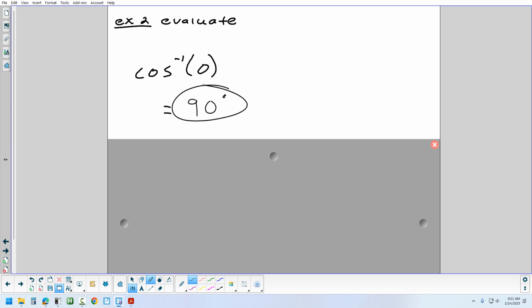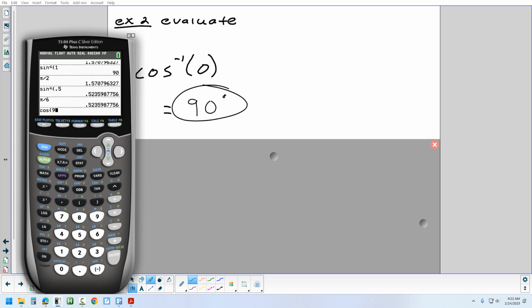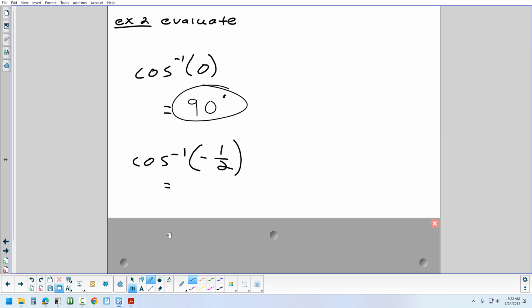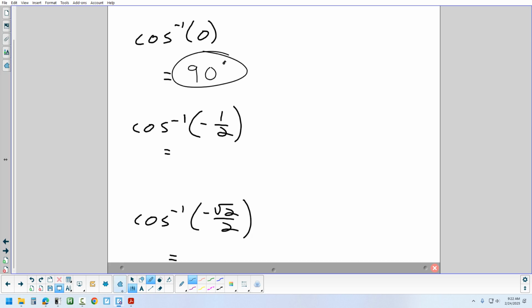Any question on that? And you can check it, because if you plug it in, you should be able to take the cosine of 90. And if I did it right, when I hit enter, what should I get? Yeah, well, actually I'm in radians. Make sure you put it in degrees. When I hit enter, I should get 0. That confirms it's good.